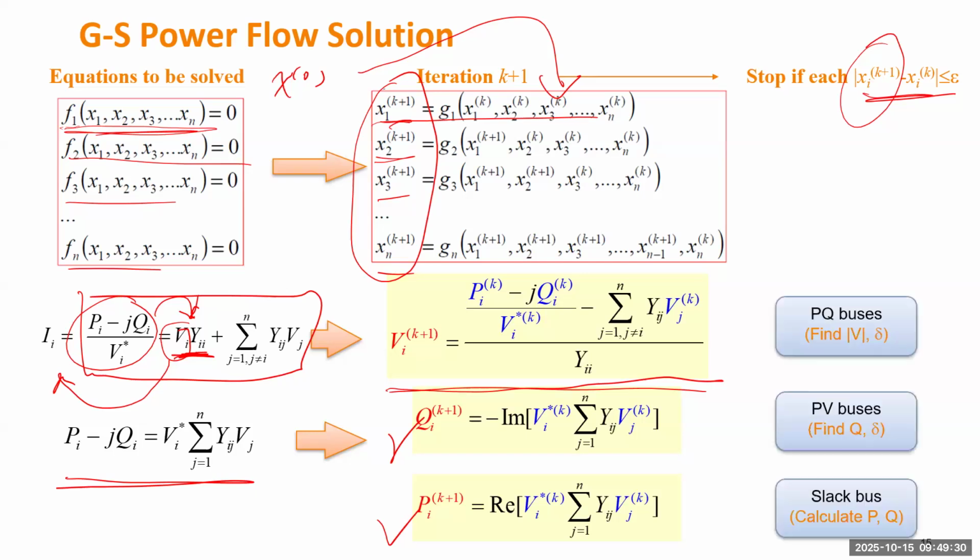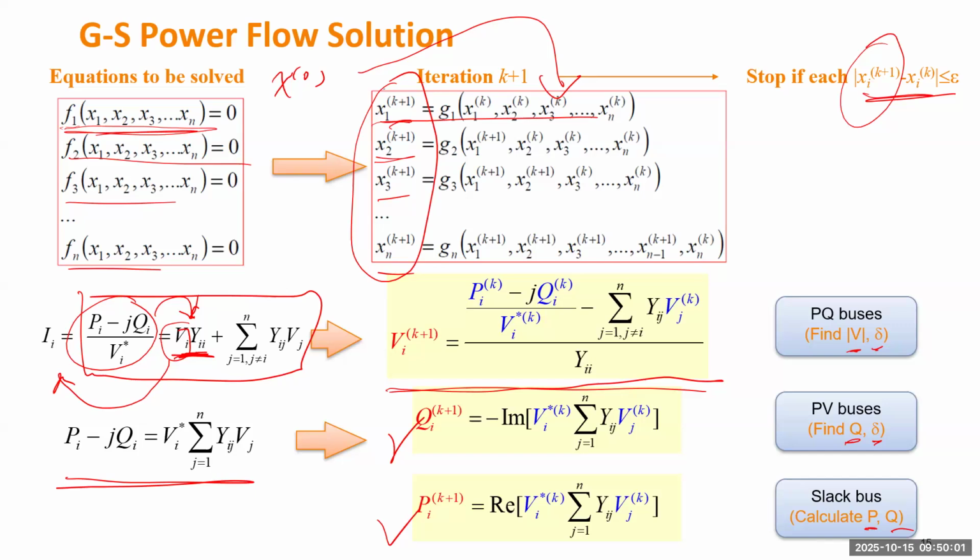We have three types of buses to be calculated. For each bus, we assume two values are already known, and the other two are to be solved. For the PQ buses, we need to find the voltage magnitude and angle. For PV buses, we need to find Q and angle. For the slack bus, we need to find P and Q. Then the iteration formulas we have will be those three.